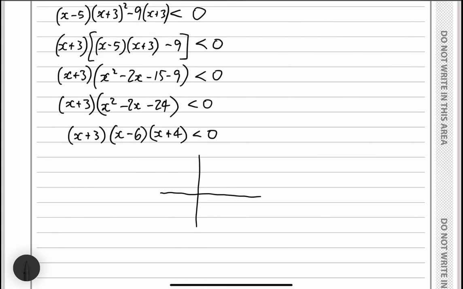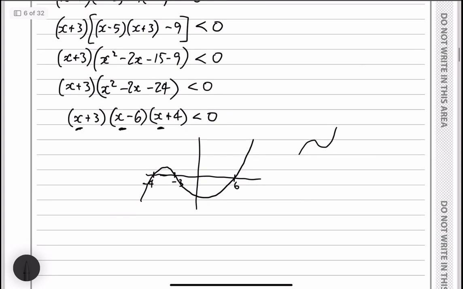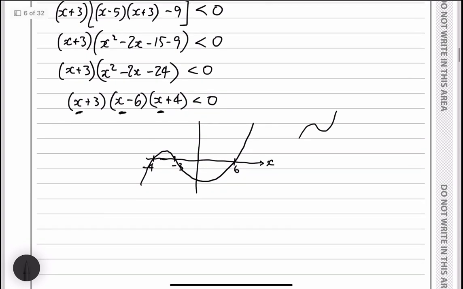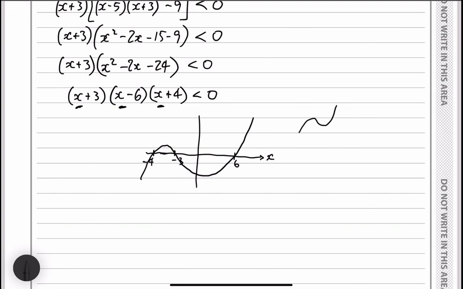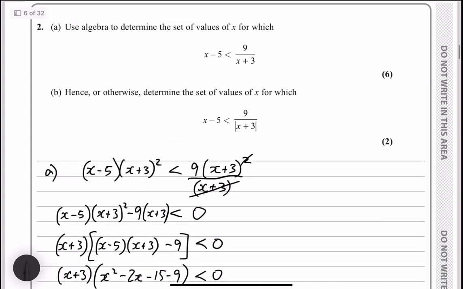If I sketch this out, 6, minus 3, minus 4, and if I expand just the x terms, I can see it's a positive cubic, which is going to look like that. So if I match this over here, not worrying too much about it because it's just giving me an idea of where it's above and below the x-axis, then we can say that this thing is less than 0 when x is less than minus 4, and when x is between minus 3 and 6. That is my solution to part A.